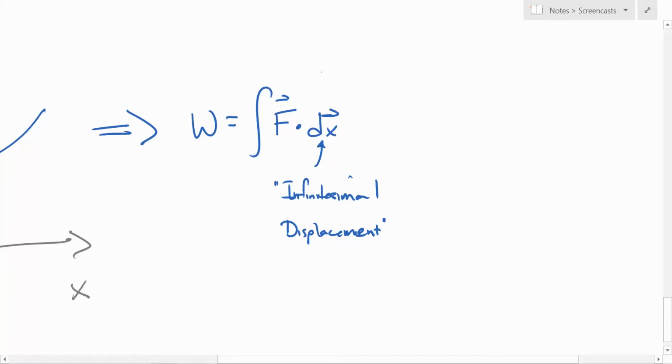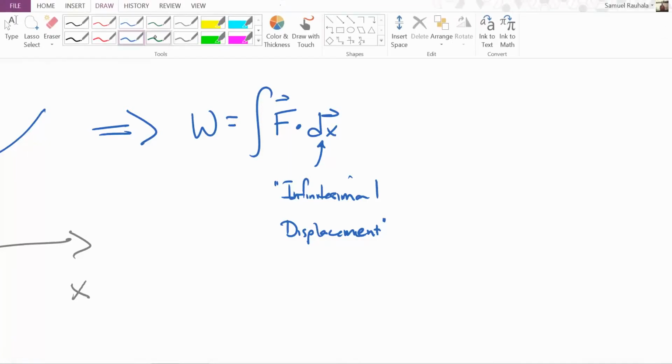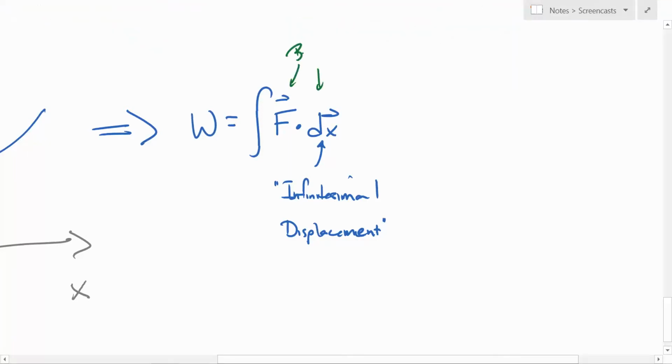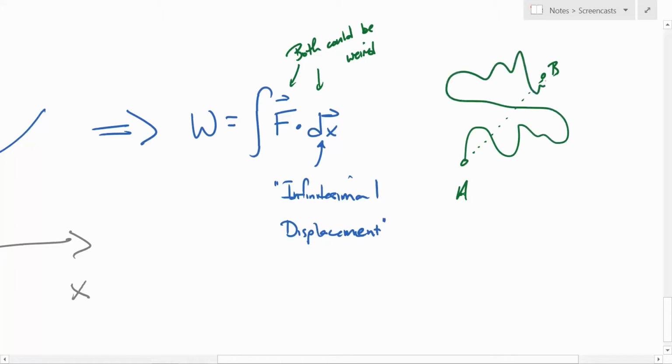In the most general case, both of these could be weird. This does not happen too often in introductory physics courses. Because if you were to do this such that both were weird, so I have a path from A to B, which is not this convenient path here, but rather this kind of thing, that screwed up path basically needs to be parametrized.